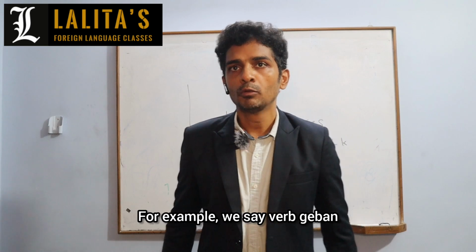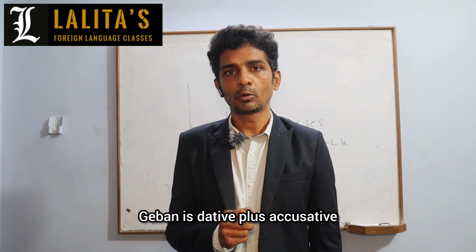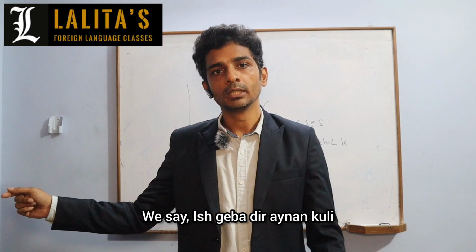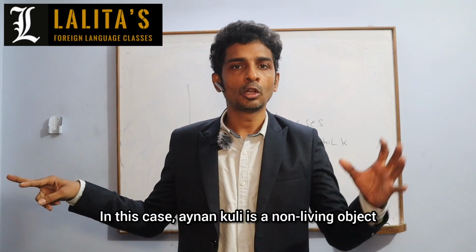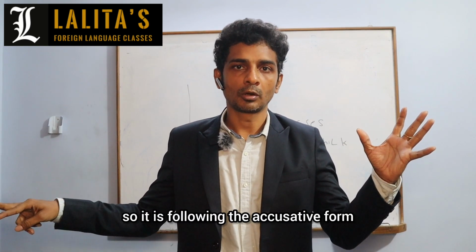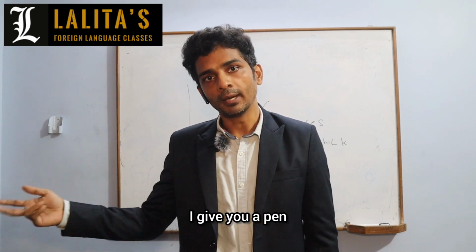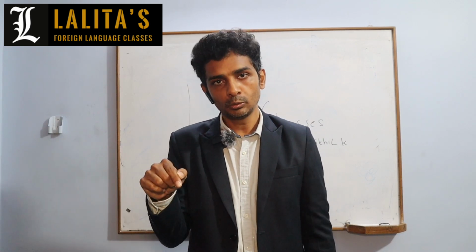For example, we say the verb geben. Geben is dative plus accusative. We say, ich gebe dir einen Kuli. In this case, einen Kuli is a non-living object, so it is following the accusative form. I give you a pen. Ich gebe dir, dative, einen Kuli.